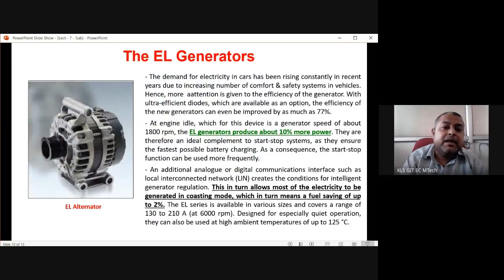Remember them. So this is another EL generator construction. So you can see here it can produce about 10% more power compared to the other standard generators. Ideal speed is 1800 RPM, very important thing.